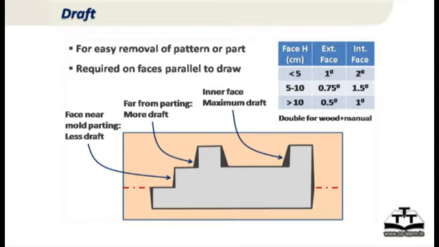Okay, so you can see that these table values are for a metal pattern in an automated molding machine. The moment you have a wooden pattern and manual molding, you need almost double the values of the drafts here. Okay, clear? Draft is clear.